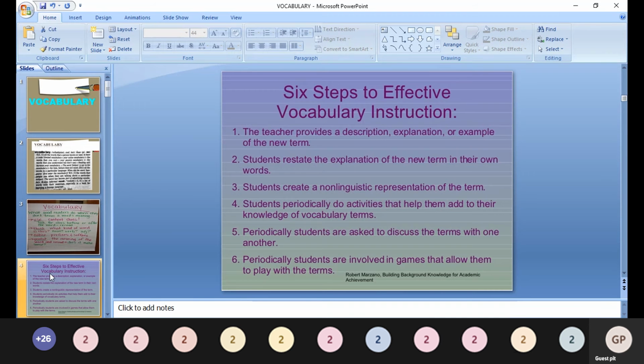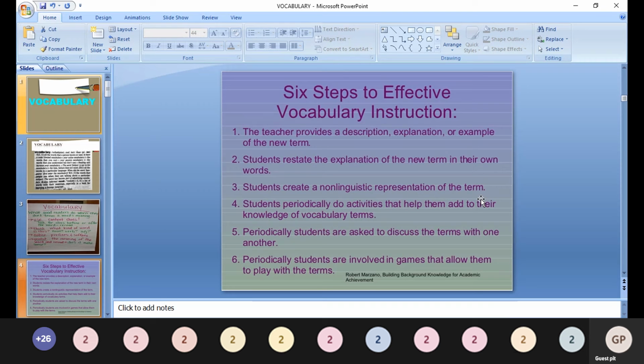Okay, next, 6 steps for effective vocabulary instruction. The teacher provides a description, explanation, or example of the new term. Students restate the explanation of the new term in their own words. Okay, so the teacher will give you the meaning, in case it is in class. Now, what will the student do? They will try to reinterpret it in probably their own mother tongue, or in simpler terms for them to comprehend it better.